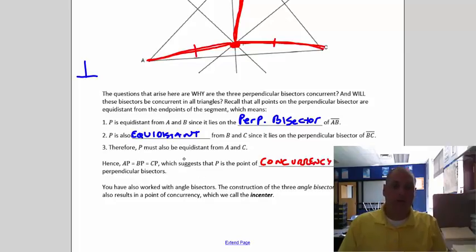Of all three perpendicular bisectors. Okay? You have also worked with angle bisectors. The construction of the three angle bisectors of a triangle also results in a point of concurrency, which we call the incenter. So the incenter is when you do three angle bisectors and they all come together at one point.